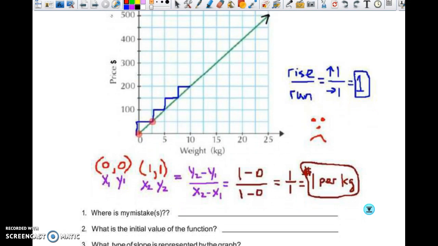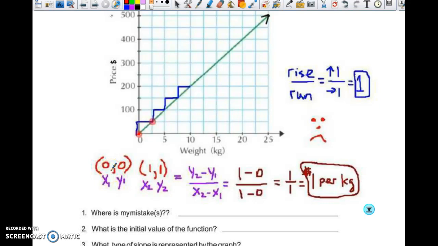Then they did it again, and they said, okay, well, this point here is 0, 0. Remember, all you need is 2 points. This point here is 1, 1. So they used the formula, right, which you need 2 x's, 2 y's. So they did y2 minus y1 over x2 minus x1. So their y1 is 1, right? Their y2 is 1. Their y1 is 0. So they did 1 minus 0 over x2 minus x1, and the x2 is 1 minus the x1 is 0.